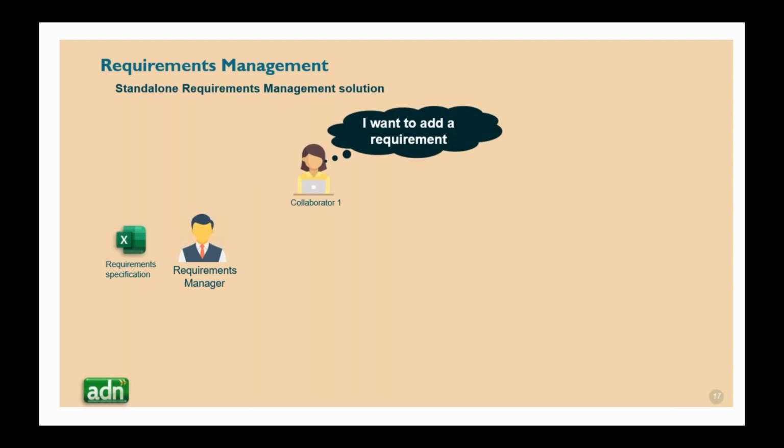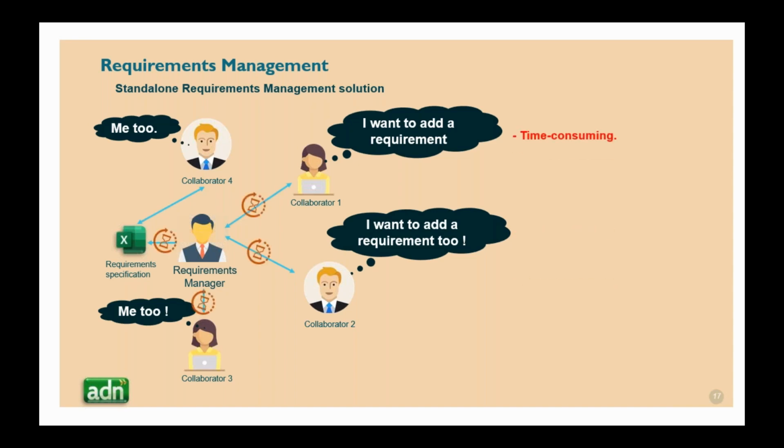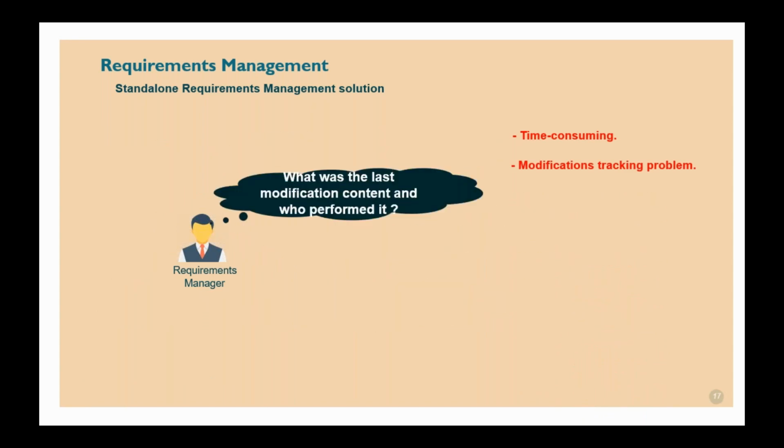So here we suppose that you have a coworker that wants to add a requirement. And then you have other coworkers that also want to add requirements. What will happen here is that you will have to communicate with your coworkers and clarify their needs in order to update your specification. What can also happen is that a collaborator will update the specification without you knowing. So the first scenario is time consuming because you will waste a lot of time talking to your coworkers in order to clarify their needs. And the second one, you will have a modifications tracking problem because your coworker modified your specification, and the modification history in an Excel file is not very accurate, and sometimes it doesn't exist.